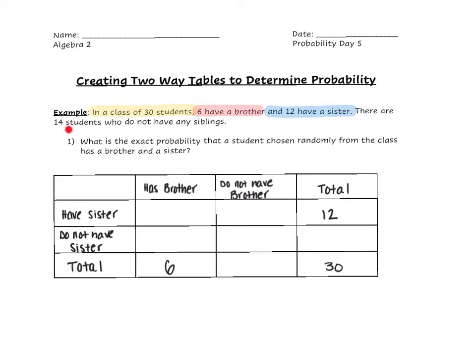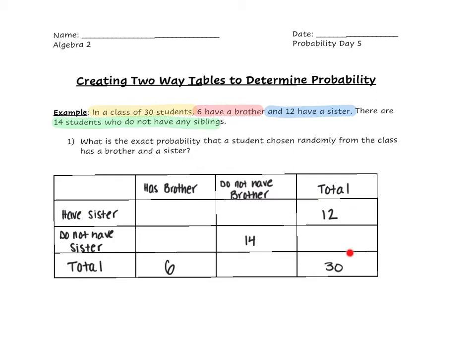Then it says there are 14 students that do not have any siblings. So that must mean that I don't have a sister and I don't have a brother. If I don't have any siblings, I'm an only child, right? I don't have a sister, but I also don't have a brother. So this is the intersection of these two rows and columns. So right here is where 14 would go.